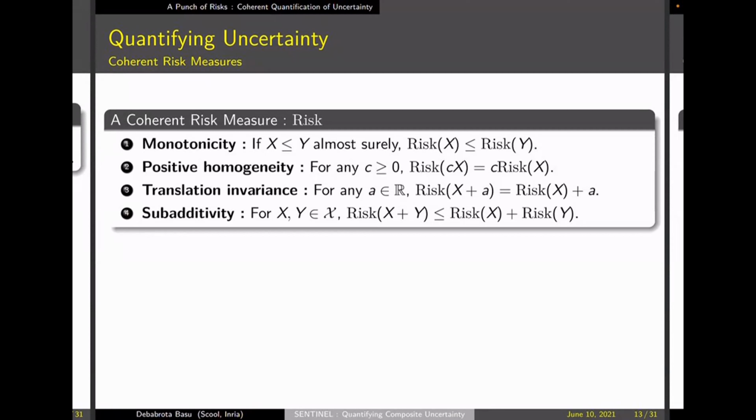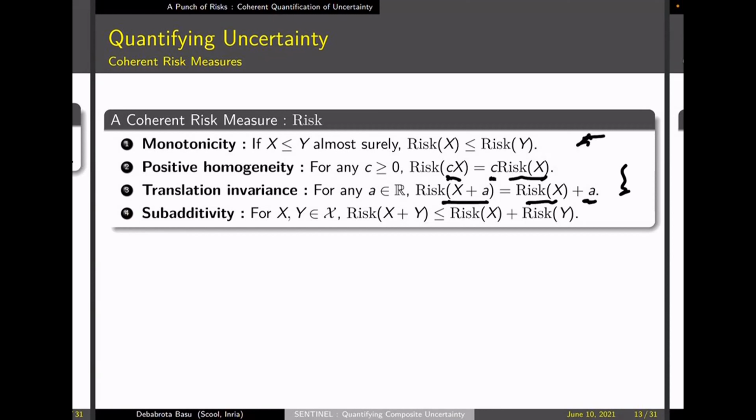Then there is positive homogeneity. You don't want that you multiply x with 2 and the risk gets non-linearly multiplied. You want basically risk of cx to be c times the risk of x. Typically, we like linear stuff. And then translation invariance: if you add a constant that has nothing to do with x, then just that constant gets out of your way. So basically, these are typical linearity properties that we like. And this is the monotonicity property, that it is always increasing, at least non-decreasing.